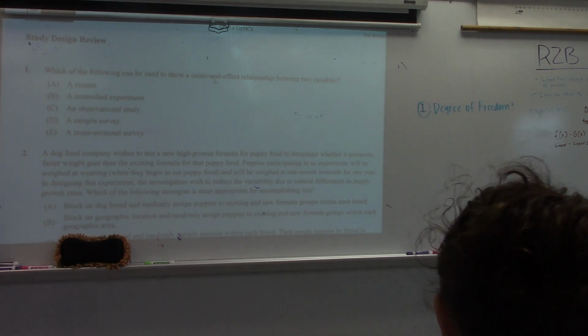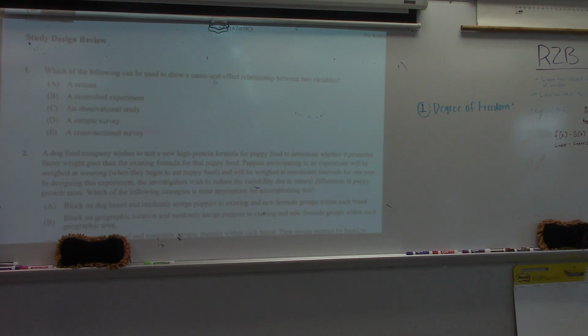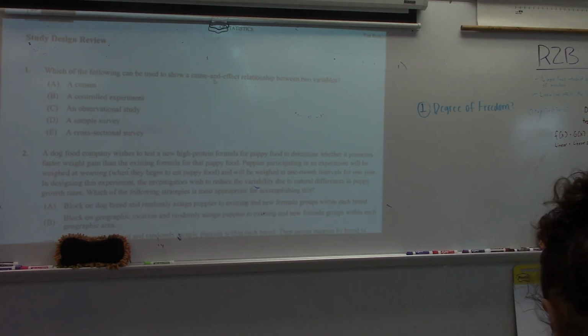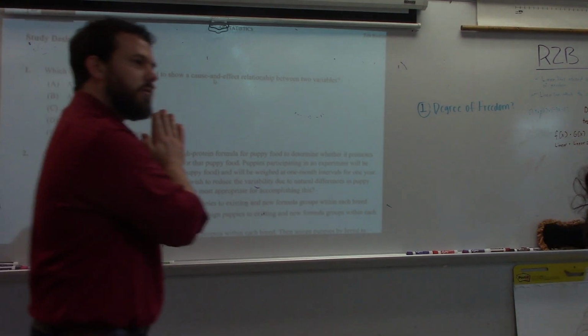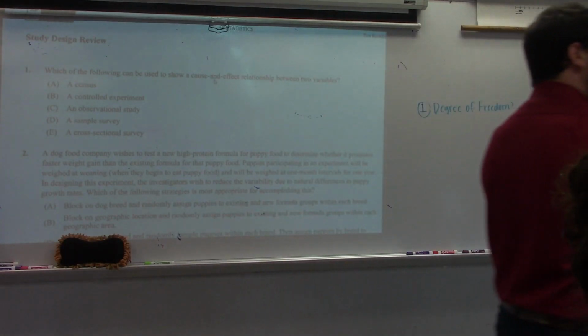Bryson, which of the following can be used to show a cause and effect relationship between two variables? Why does it have to be an experiment? Why can't it be one of those others? Because I just know you say cause and effect over experiment.